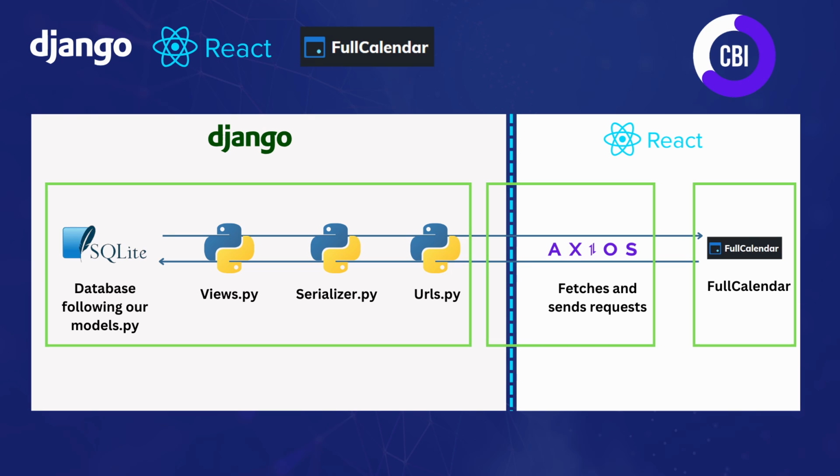Then once the serializer has passed the data to our frontend in the JSON format, we use Axios to actually get it. And from there, we can pass it to our calendar. And that is the full process of how we're going to do this.